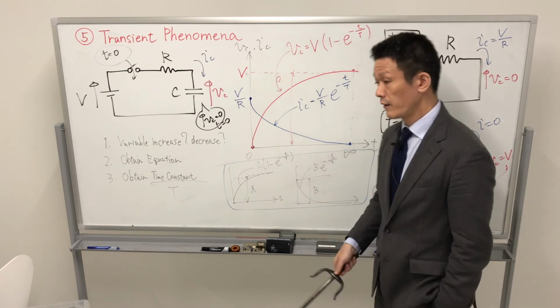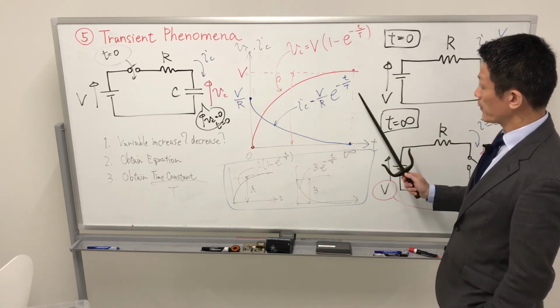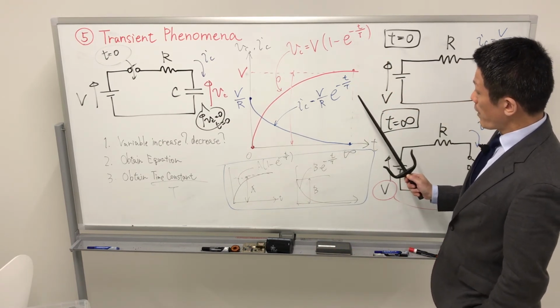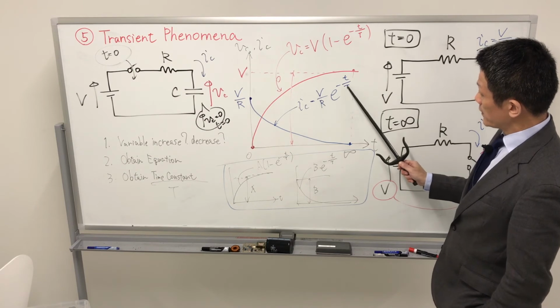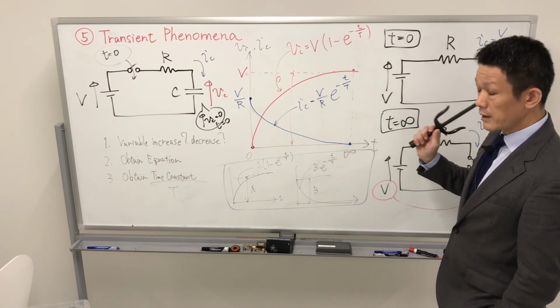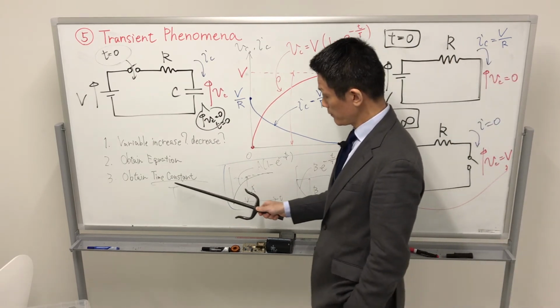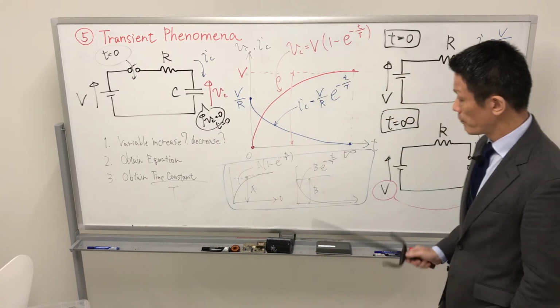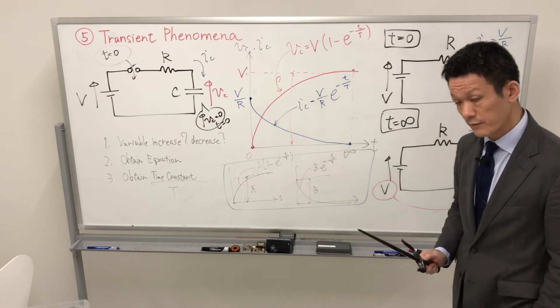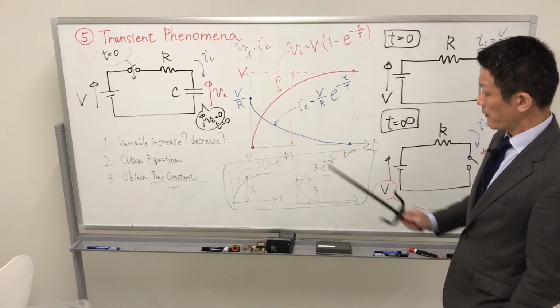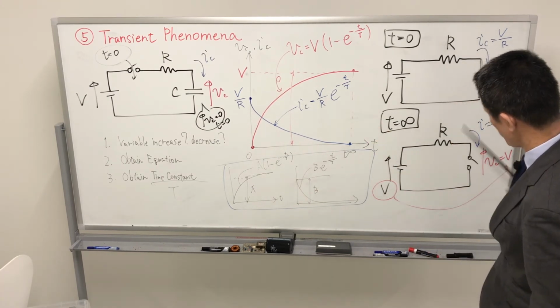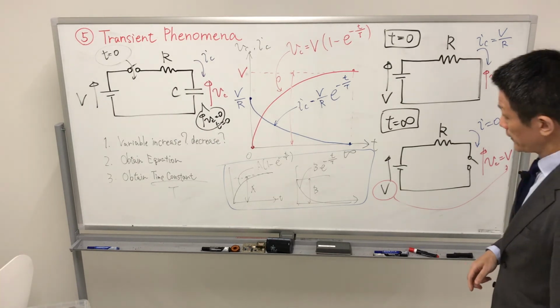Okay. And finally, the remaining one is this one, T, large T. This large T is the time constant. So let's obtain the time constant. Okay, I will remove this one.